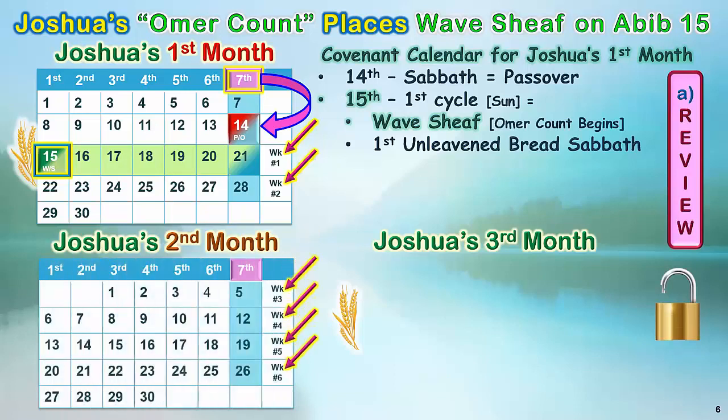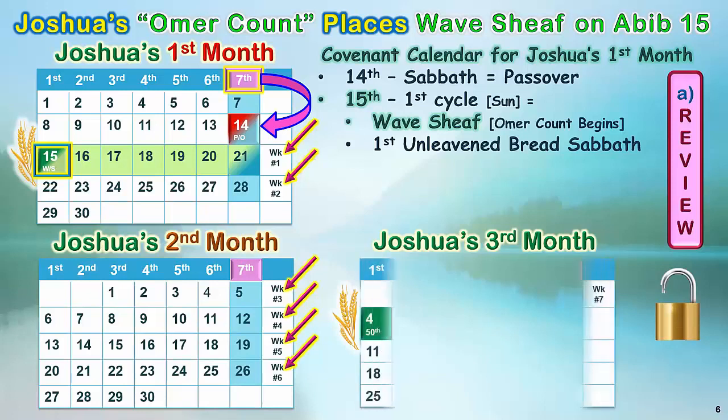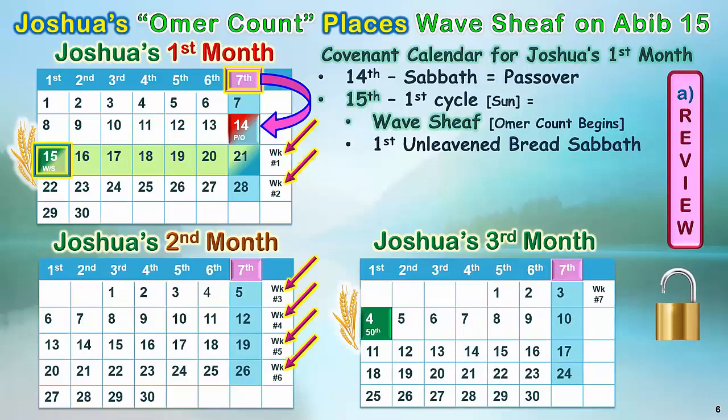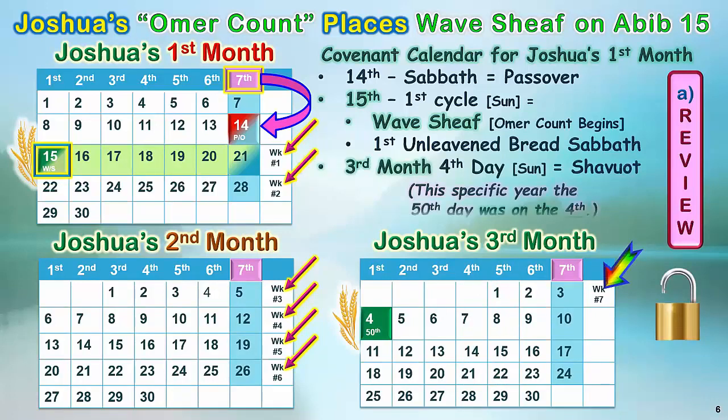And here's Joshua's second month. We see weeks 3, 4, 5, and 6 completed in the second month. Now we come to the third month. And in the first week and ending of the week, we see week number 7 is completed. And on the 4th day of the month, we see the 50th count. That's where Shavuot is. That's the day after the 7th-day Sabbath.